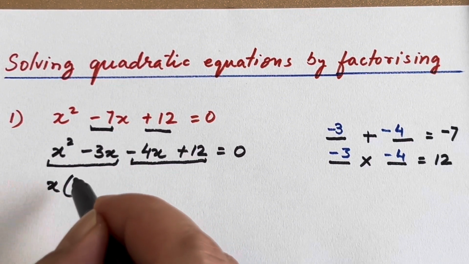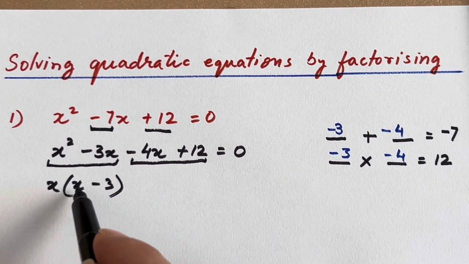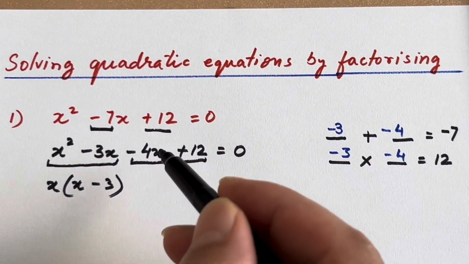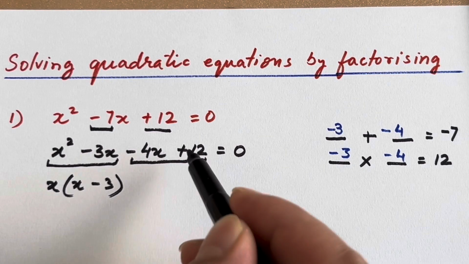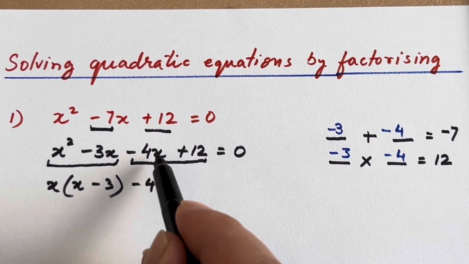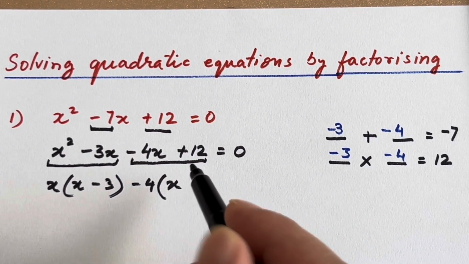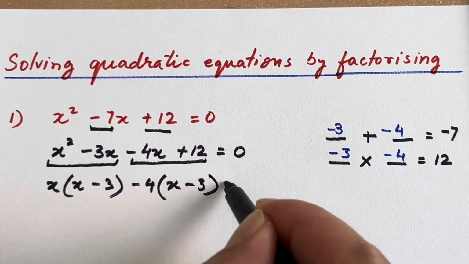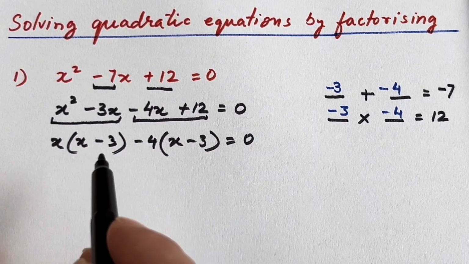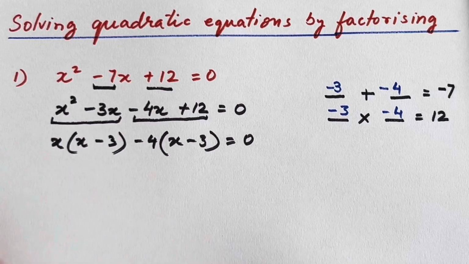So I get x minus 3 because x squared divided by x is x, minus 3x divided by x is minus 3. Similarly, minus 4x plus 12, the highest common factor is minus 4. And then minus 4x divided by minus 4 is x, and plus 12 divided by minus 4 is minus 3. That is equal to 0. Okay, now if you look at the expression inside the bracket, they are the same.